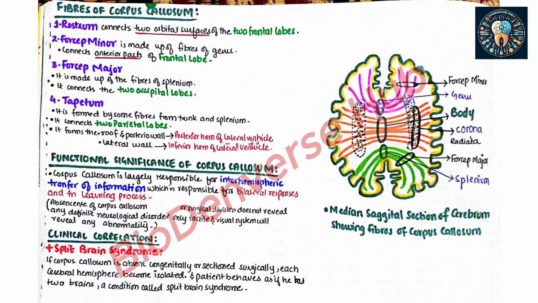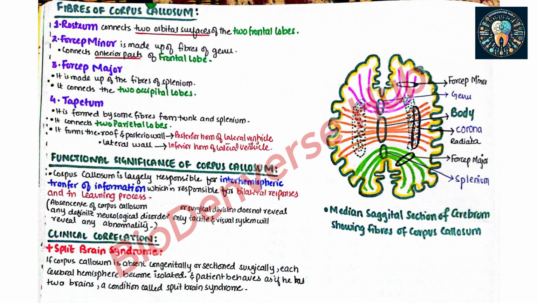Now, as for the functional significance of the corpus callosum, it is largely responsible for the interhemispheric transfer of information, which is responsible for bilateral responses and in the learning process. Absence of the corpus callosum or its surgical division does not reveal any definite neurological disorder. Only the tactile and visual systems will reveal any abnormality. Again, an important point to be noted.